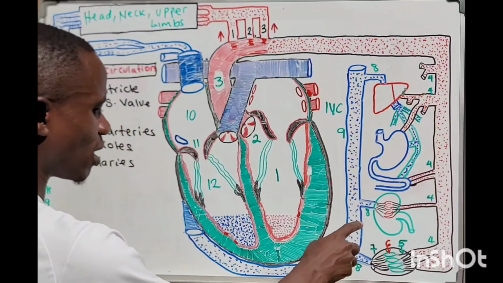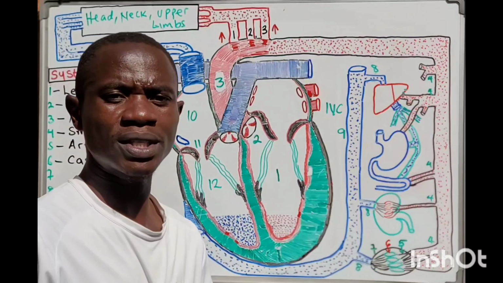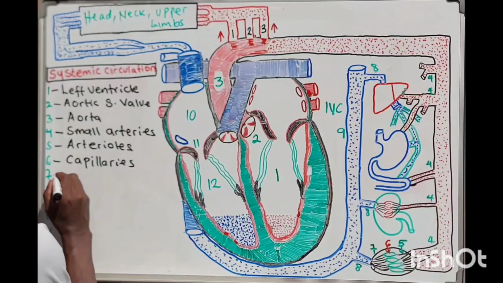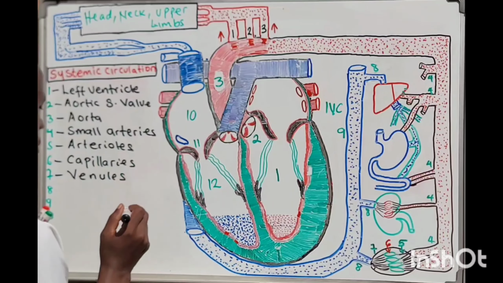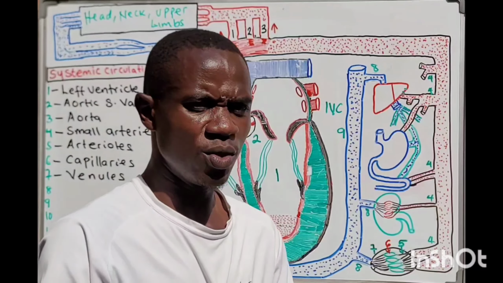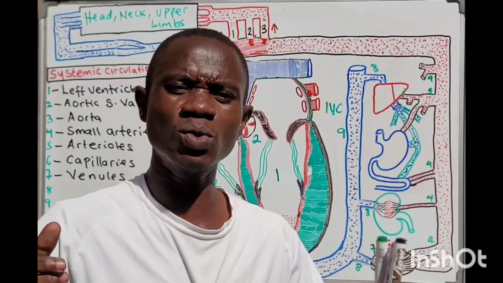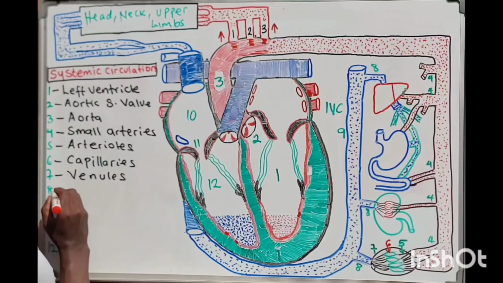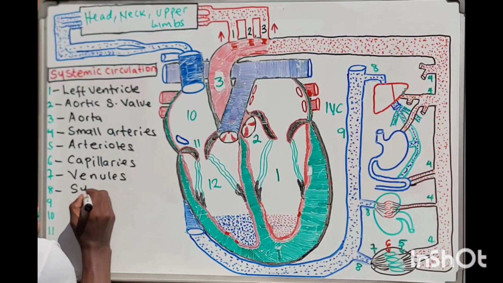So now our step number seven was what we call the post capillary vessels, which we call the venules. Now multiple of the venules come together to make what we call systemic veins, which are draining individual organs. Our step number 8 was systemic veins.